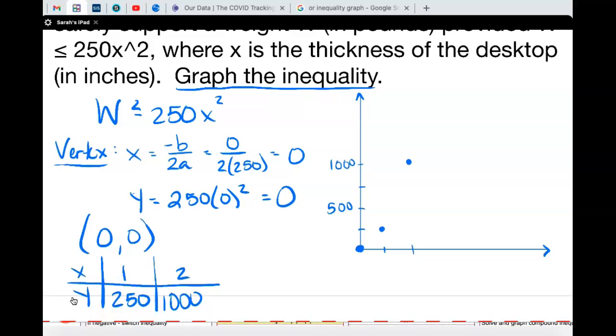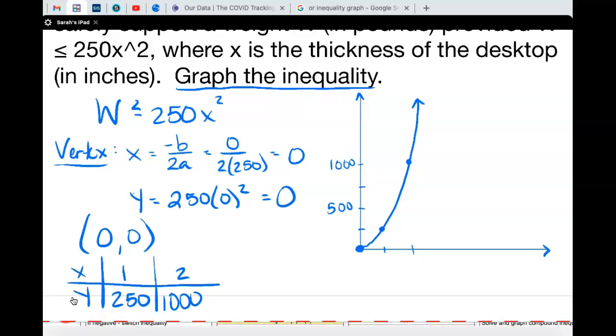So this is like half of the parabola. Technically, I reflect those over, but I don't need the second quadrant. So I can connect these 3 points together. Is this a solid line or a dashed line before I actually do anything? Solid, because it's equal to. So here's my parabola. Now I just need to figure out, am I shading above the parabola towards the y-axis or below towards the x-axis?